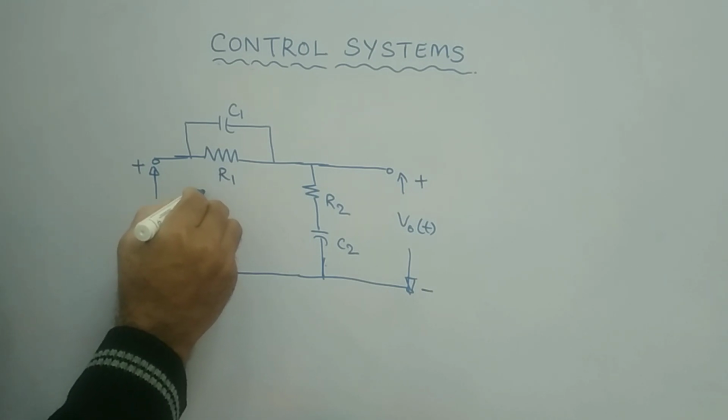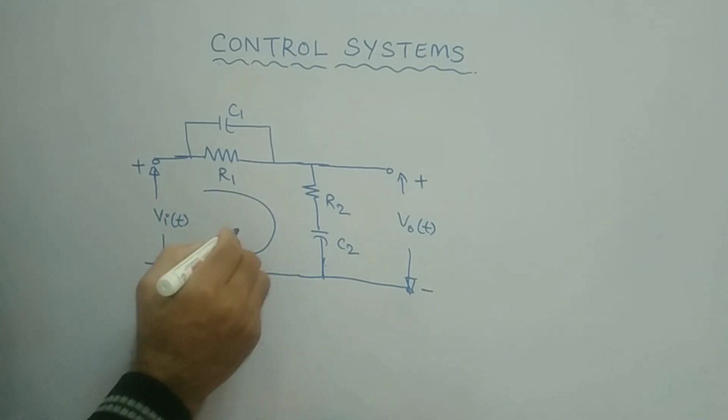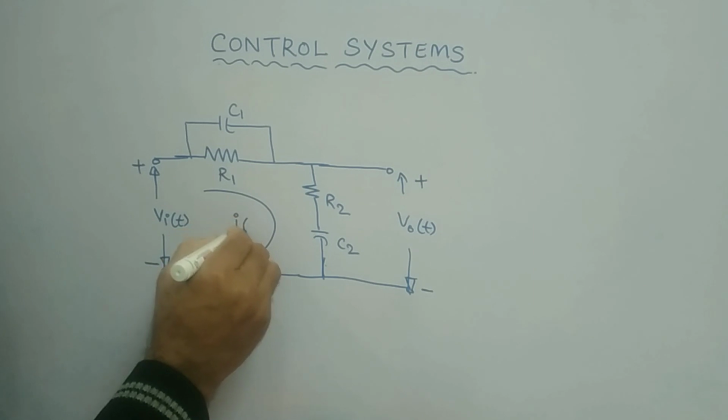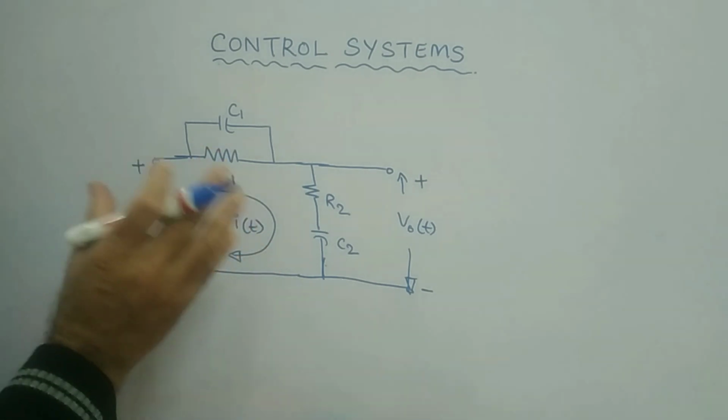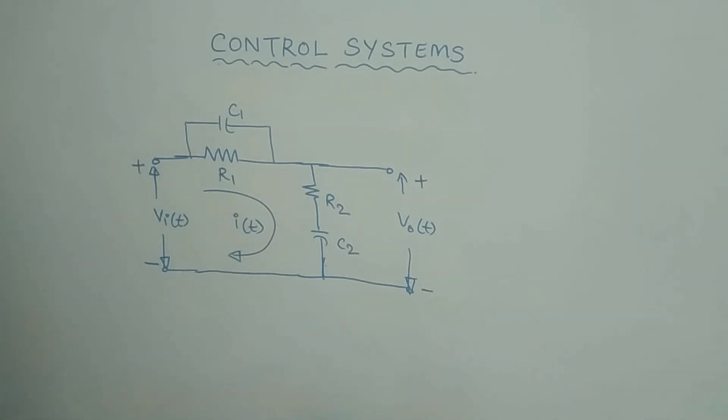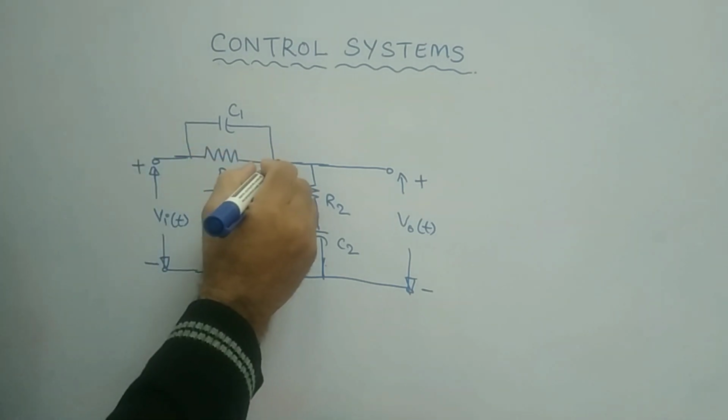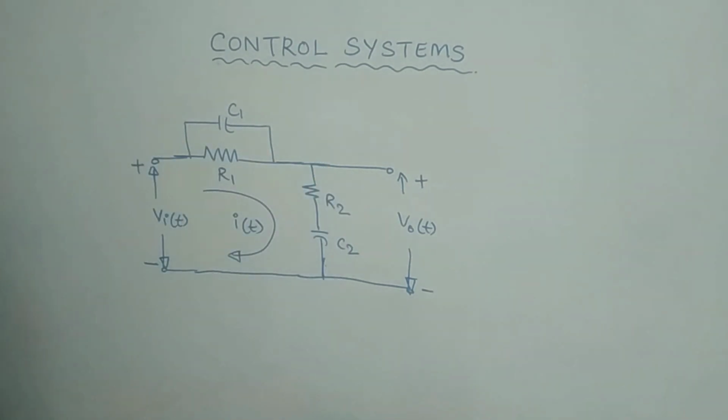I1 is the current flowing through this loop, otherwise you can call it as current I of t. This is what it consists of, both your lead as well as the lag. It is a combination of both lead and lag actually.